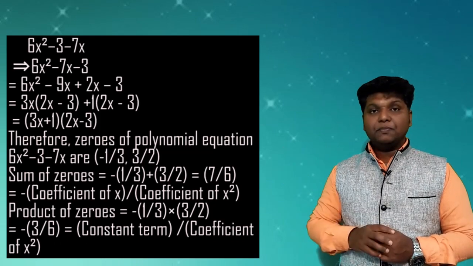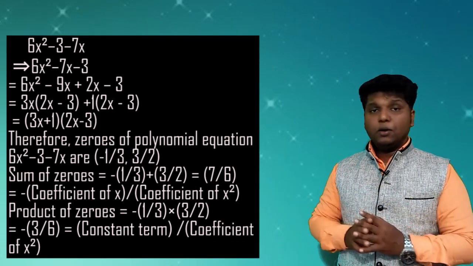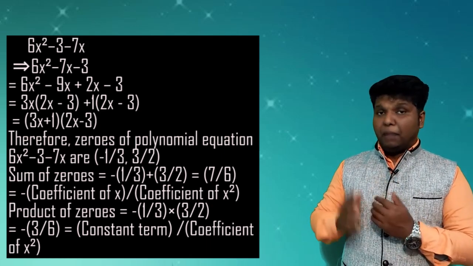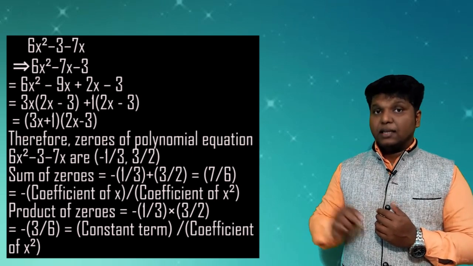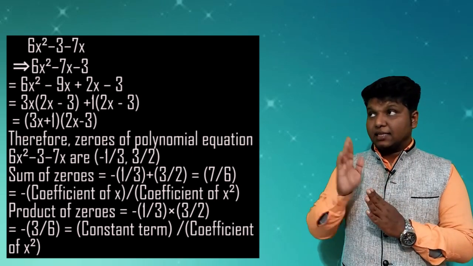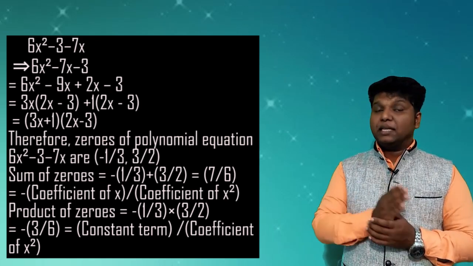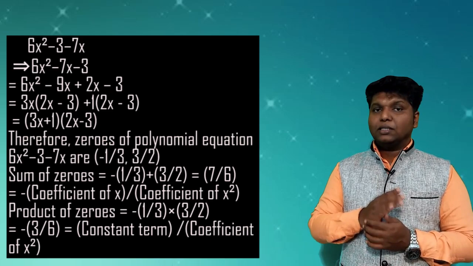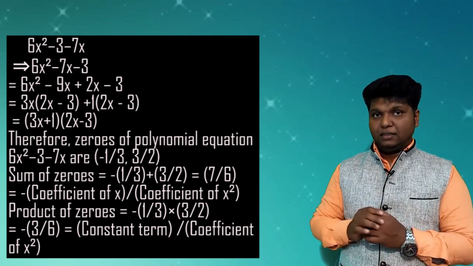Now let us split the middle term. See here, while splitting the middle term, what did you get? 6x squared minus 9x plus 2x minus 3 is equal to 0. Okay, now 6x squared minus 9x, that is the first term. From that one, what can be common? 3x can be taken as common. Taking 3x outside, what will you get? You will get 2x minus 3 within brackets.